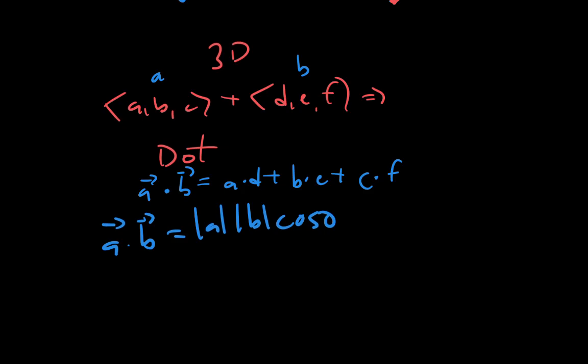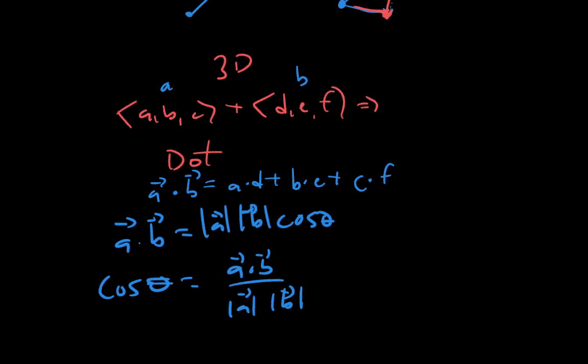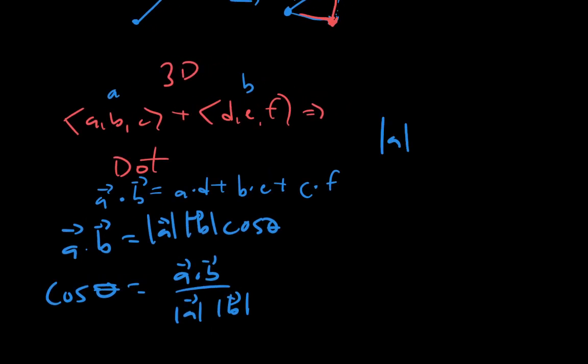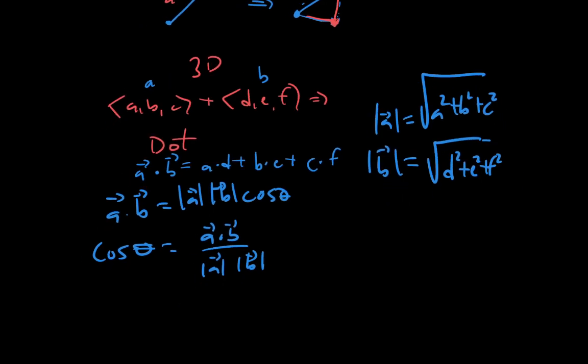Oops, that line went through a little bit too far. Or rearranging, cosine theta is equal to A dot B over the magnitudes of the vectors. And the magnitude of A is going to be the square root of A squared plus B squared plus C squared. Similarly, for B, that's going to be the square root of D squared plus E squared plus F squared. The square root of the square of each component, basically.